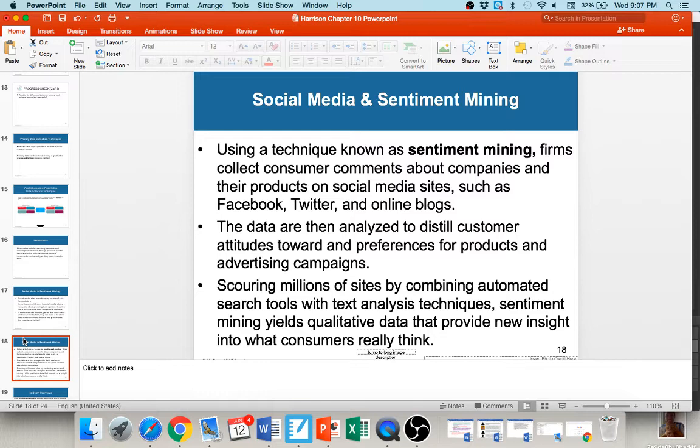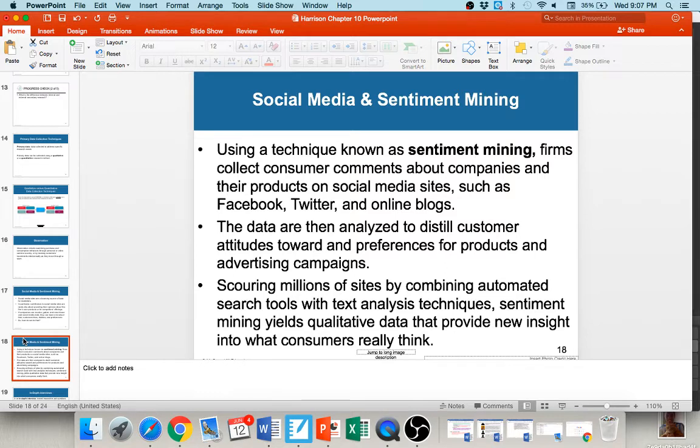And usually most companies have hired by now a certain social media person whose job is just to scour all the different social media sites for this reason. But sentiment mining is useful because it's really difficult for a human to actually be on all those sites at once and be able to monitor all of that. I mean, there's just a lot out there on social media platforms. So we've combined a lot of automated search tools with different text analysis techniques in order to kind of gather some qualitative data using technology to help us form some insights about what consumers really think.